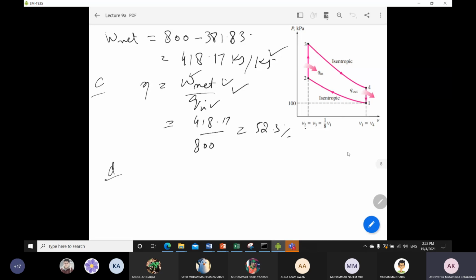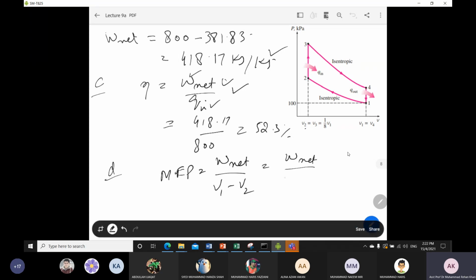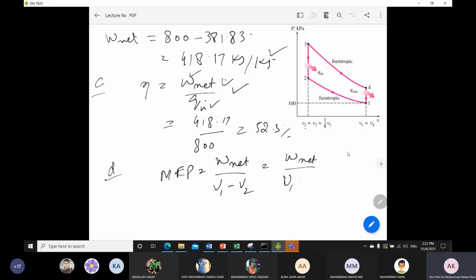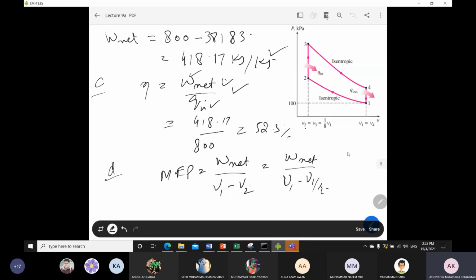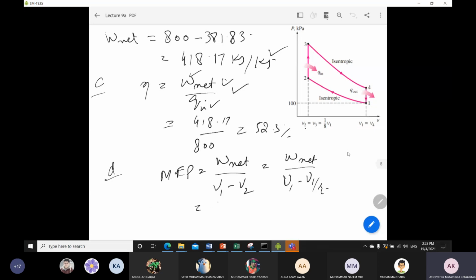Okay, so now coming towards part number D. For part number D, we have to find the mean effective pressure. For mean effective pressure, we already know it is W net over maximum volume minus minimum volume, or you can also write W net over V1 minus V2. If V2 is equal to V1 over R from your compression ratio, then you can also say that MEP is equal to W net over, this is your specific volume 1, times 1 minus 1 over R. Okay, so this is also one equation which is used for mean effective pressure.